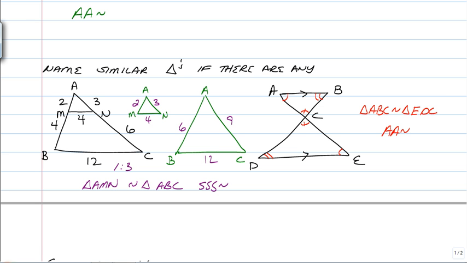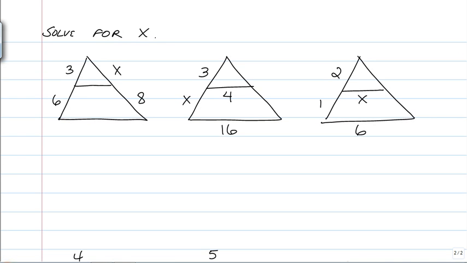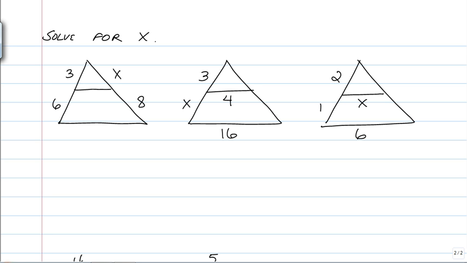Now we're going to get to the fun stuff. Now we're solving for x. Now, before you get excited and say, oh, these are going to be easy, yeah, this one is easy. This is just going to be 3 over 6 is equal to x over 8. That's it. All you have to do is top over bottom is equal to top over bottom.